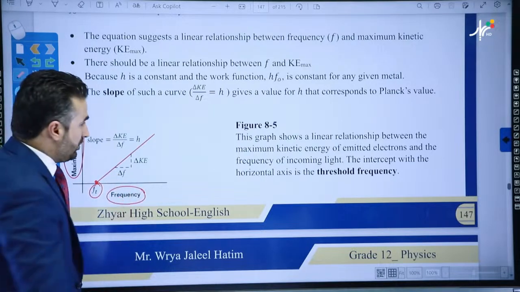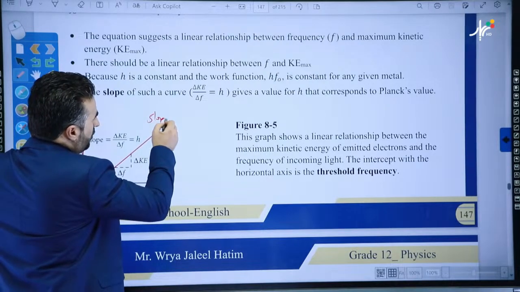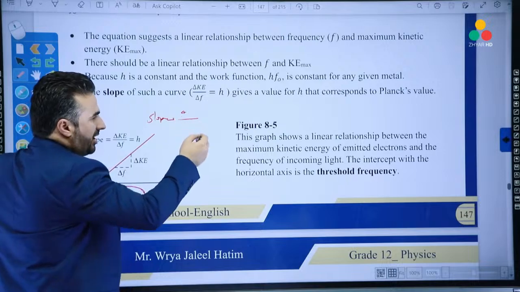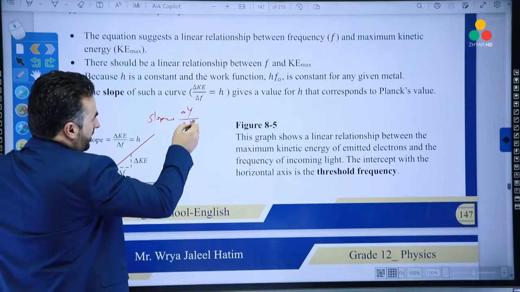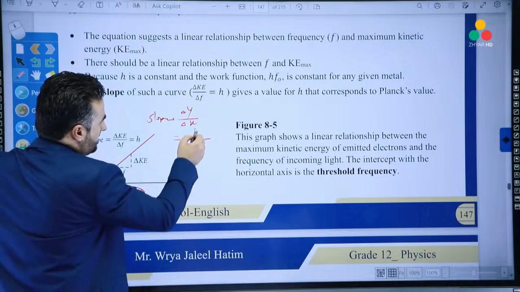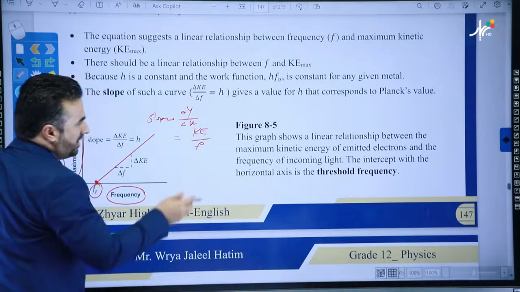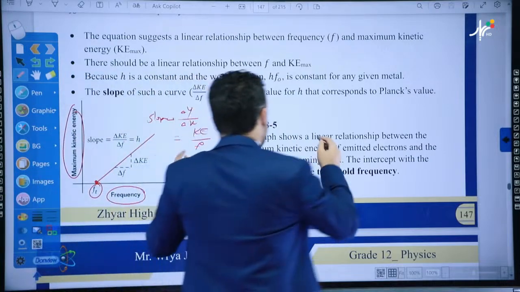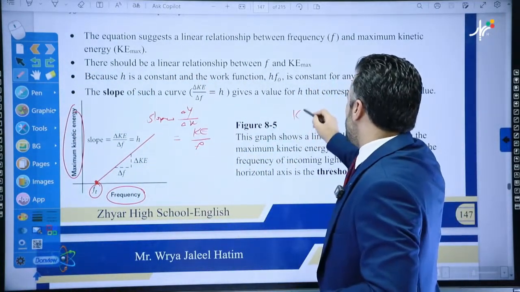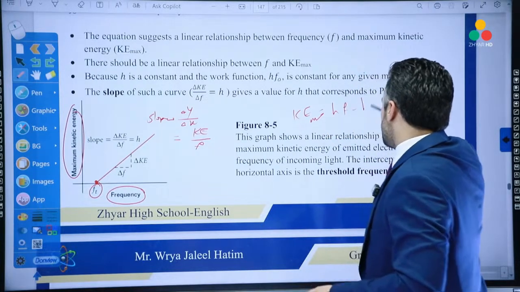So what would be the slope? Don't we say slope is rise over run, or y2 minus y1 over x2 minus x1, or let's just call it delta y over delta x? What do we have on the y-axis? That is maximum kinetic energy. What about on the x-axis? We have frequency here. But look at this equation. Doesn't it remind you of this equation right here? Maximum kinetic energy equals hf minus hf naught.